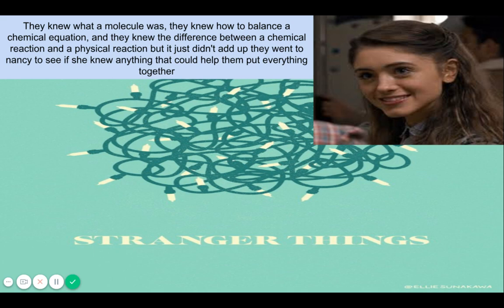They knew what a molecule was. They knew how to balance a chemical equation. And they knew the difference between a chemical reaction and a physical reaction. But it just didn't add up. They went to Nancy to see if she knew anything that could help them put everything together.